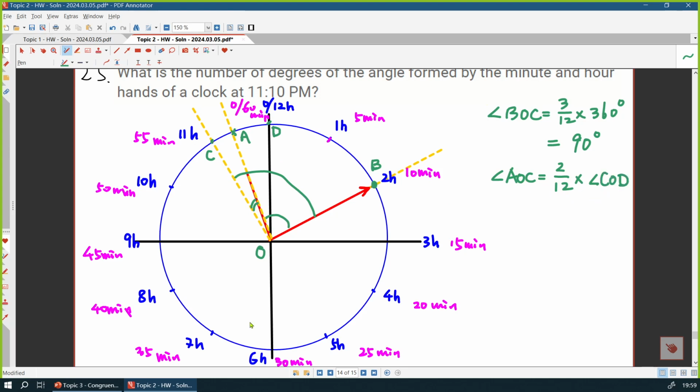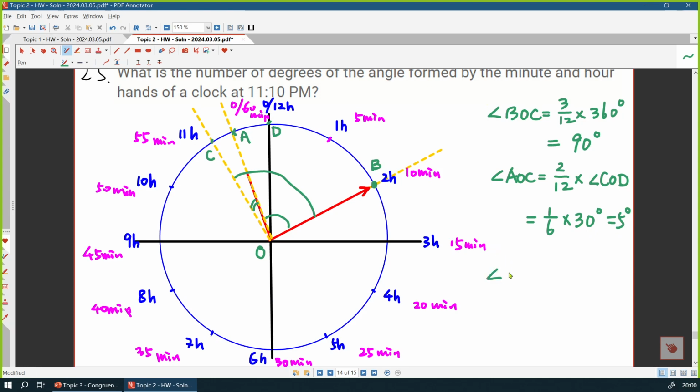right? Can you follow me? Which is 1/6 of angle COD, which is just 1/12 of the whole revolution or whole turn, which is 360 degrees, right? So that gives you 1/6 times 30 degrees, which equals 5 degrees.